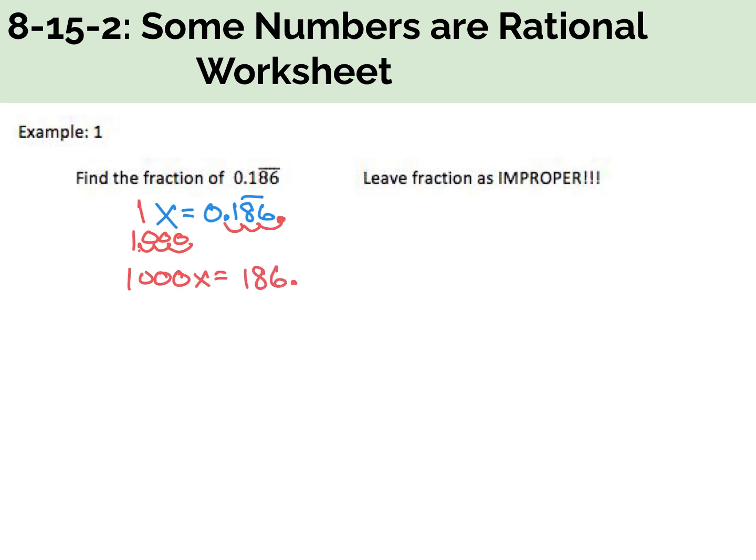186 point, and then what is repeating? It's 8686, and it repeats forever. So this is the behind equation where the decimal is behind the repeat.